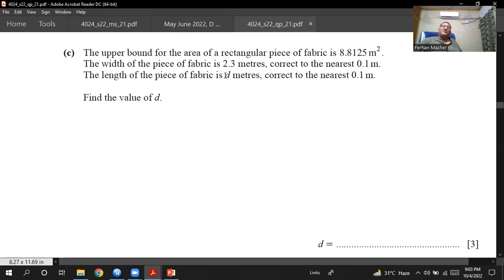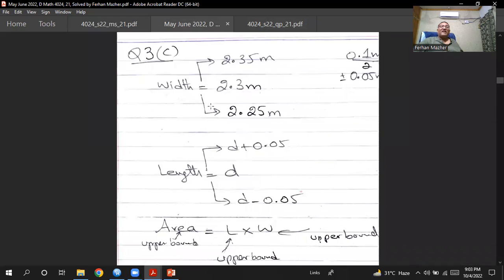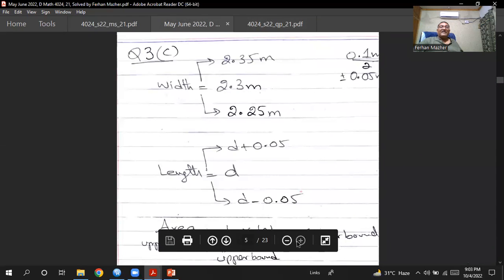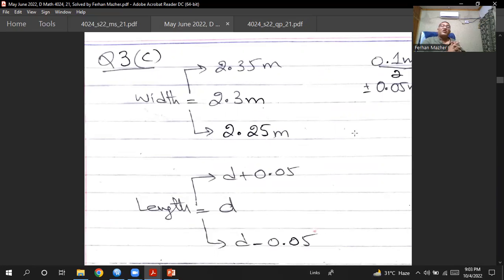The method is very simple. You see, the area of the fabric is length multiplied by width, and the area's upper bound is given. Because the area is calculated by multiplying length with the width, if it's the area's upper bound, the length's upper bound is used and the width's upper bound is used. So first of all, let me show you. You can see here the width is correct to 0.1 meter. So you divide it by 2, you get 0.05 meter. So when you add 0.05 to the width, you get the upper bound.